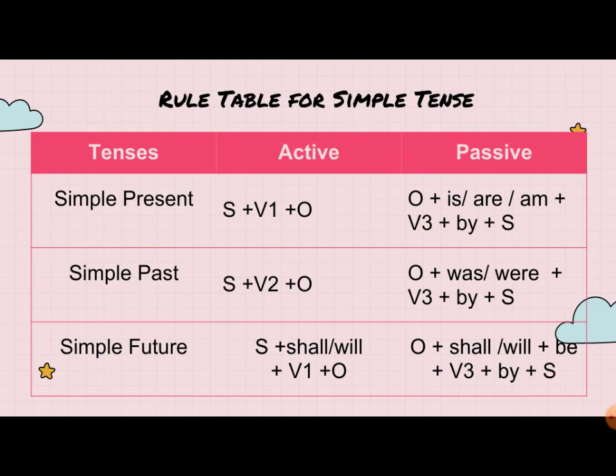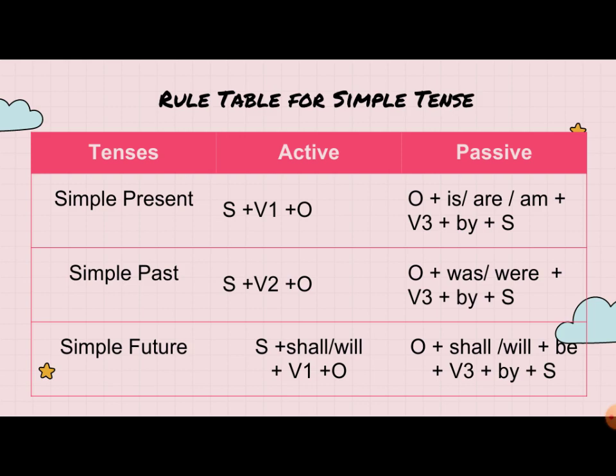Now this is a rule table which I want you to copy down in your grammar notebook. Now simple tenses. Simple present. Active voice is subject plus the present form of the verb plus the object. So when you change it into passive voice, it becomes object plus is/am/are plus V3 plus by plus subject. Now dear children, this topic I will explain to you in detail in the next video. I only want you to copy down this rule table in your grammar notebook.